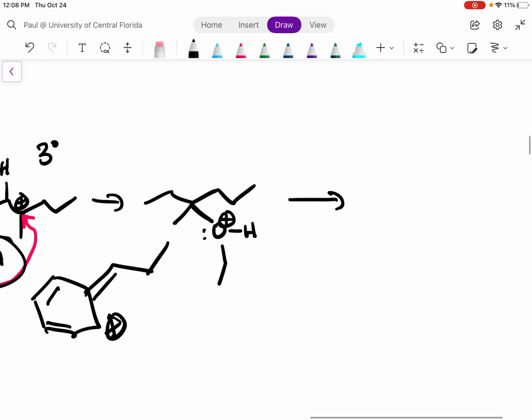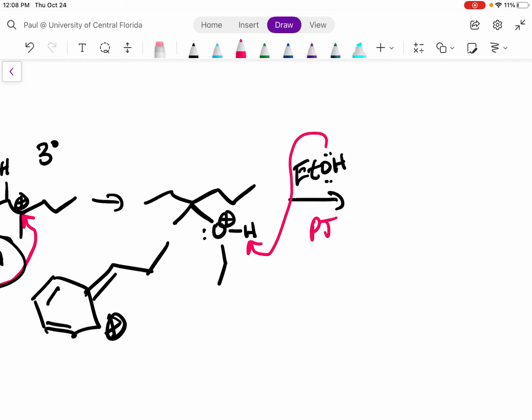And then the last step would be we would take another ethanol molecule, and that would come in and do our proton transfer step. Let's do it this way, like that, to generate our product. Okay.